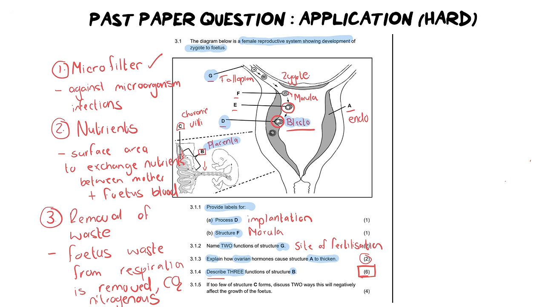But for number 5, it says, if too few of structure C forms, discuss 2 ways this would negatively affect the growth of the fetus. So here we go. Let's deal with the first issue. The first issue is people don't know what structure C is.